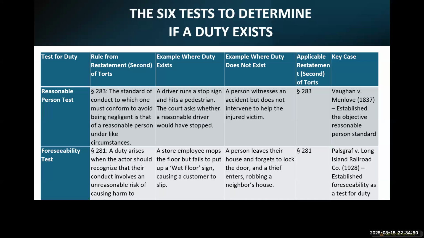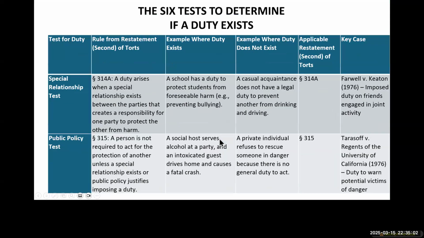So where would the zone of danger be? Within the inside of the bank. Does that make sense? Inside of the bank. Yeah. Okay. That's the foreseeability test. Hang in there. We're almost done.